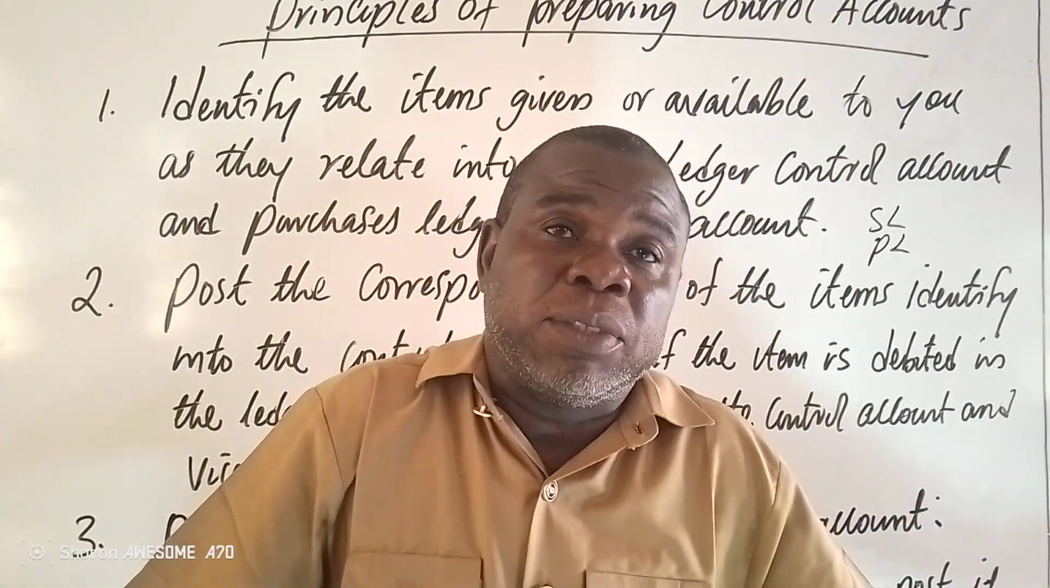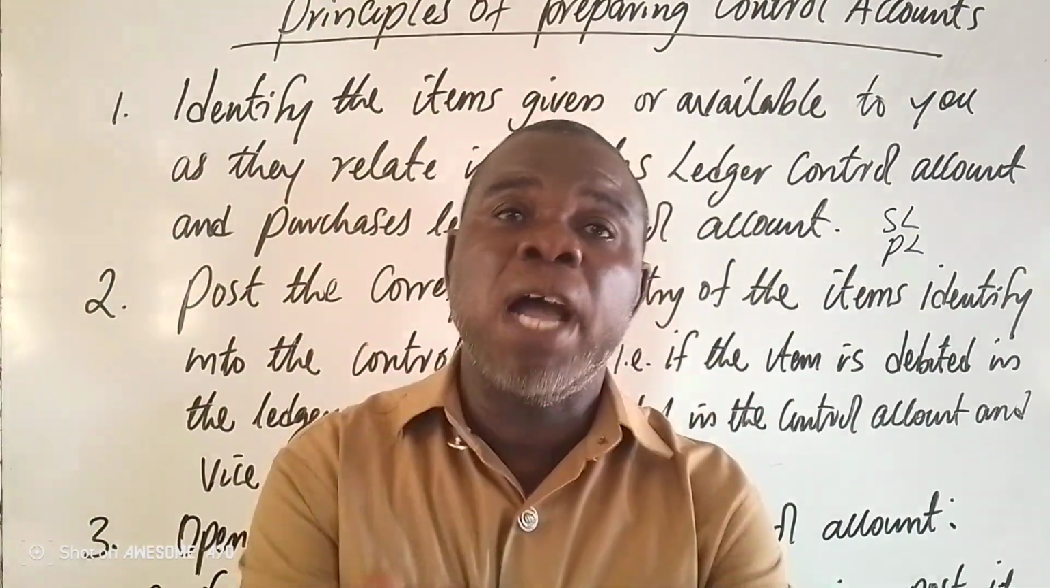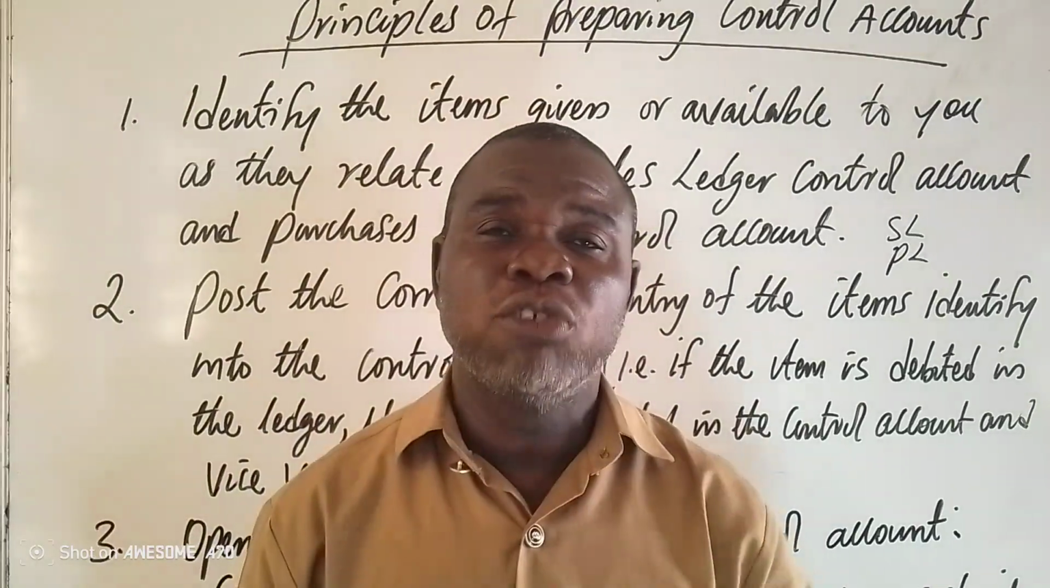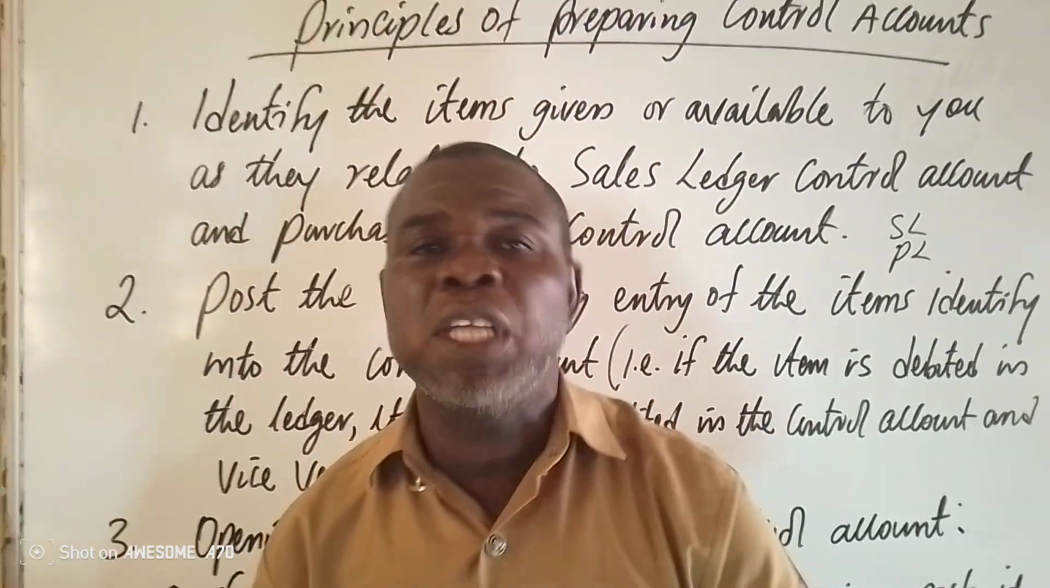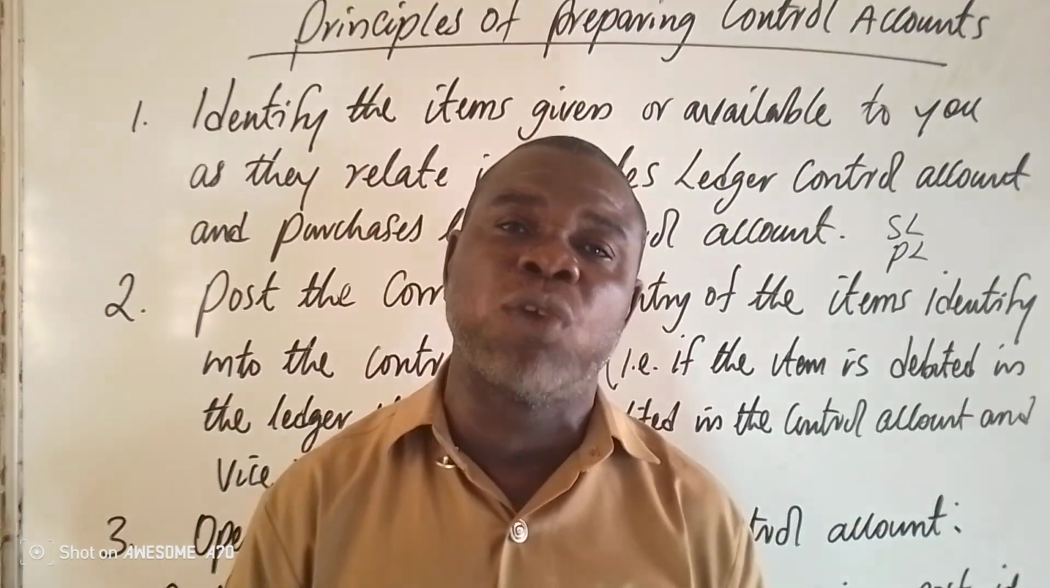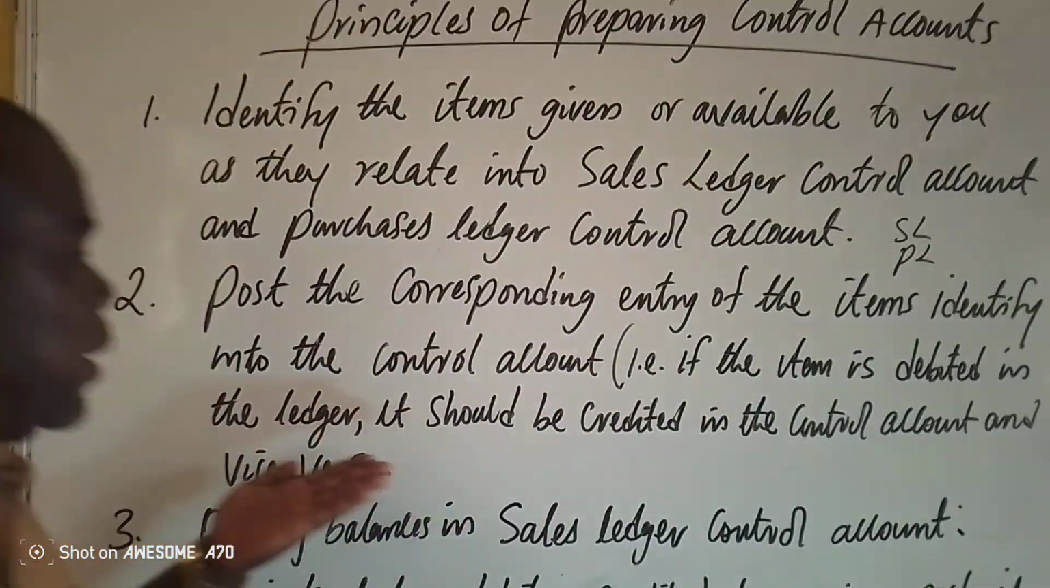If you talk about bad debt, it is an expense. All expenses in accounting are debited. So if you know that bad debt, in the ledger, is always debited, the corresponding entry will be credited in the sales ledger control account where it relates. This is what the principle is talking about.